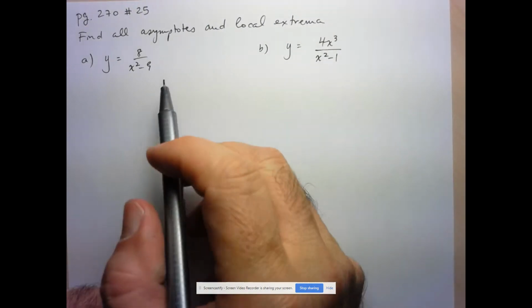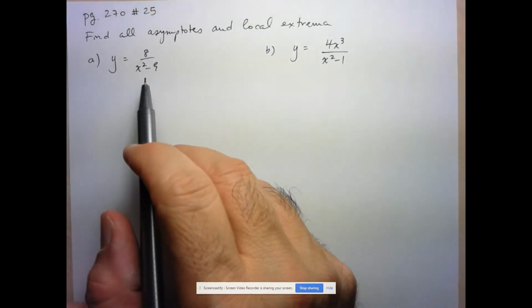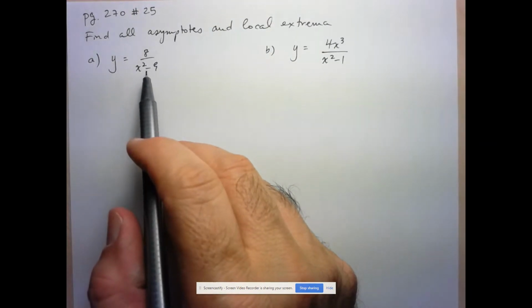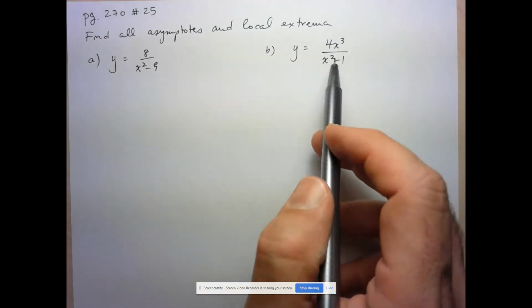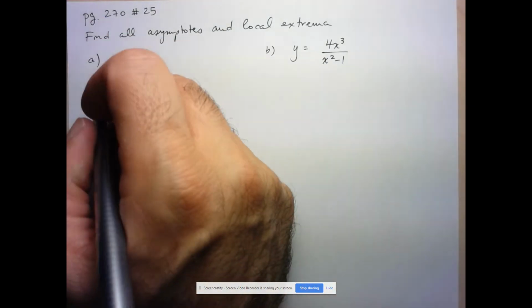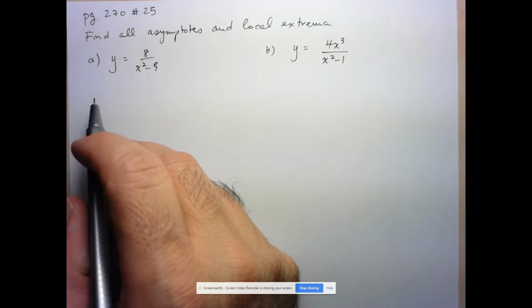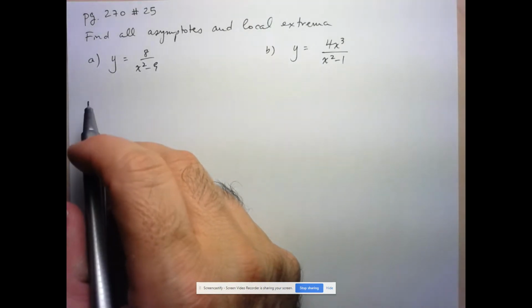So first thing you should be looking at anytime you look at a rational function is, is there any simplifying to be done? And we see that there is none. In fact, even in the second one, no simplifying. So now we can go ahead and use our algorithm for determining all the characteristics.